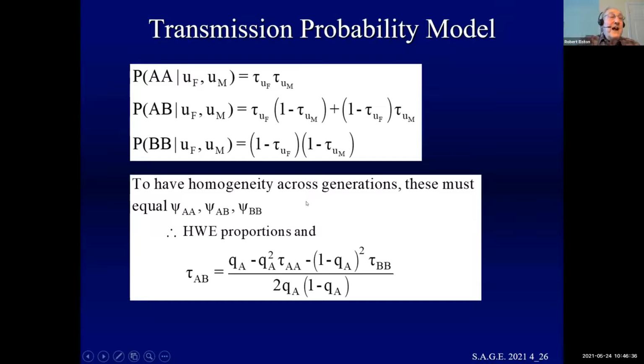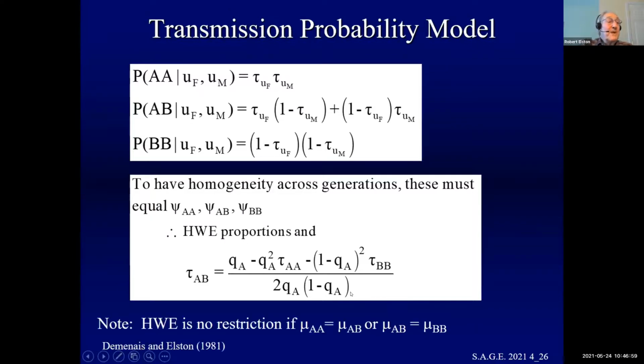So now to have homogeneity across generations, these 3 probabilities have to be the same as the original probabilities. And that means you have to have Hardy-Weinberg proportions, and it turns out you have to have this constraint as well. That's the point. So note that Hardy-Weinberg equilibrium is no restraint if you have dominance or recessiveness, okay? But you do have to have this restraint.